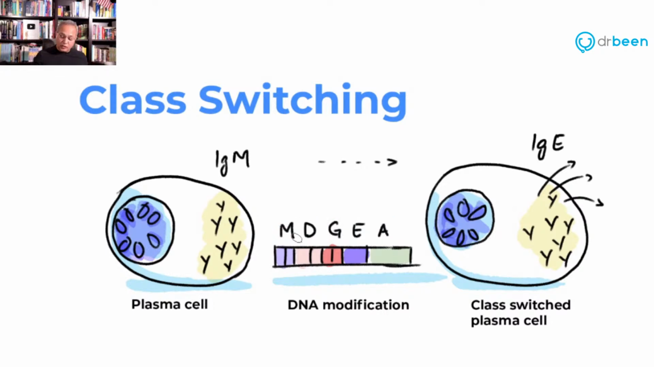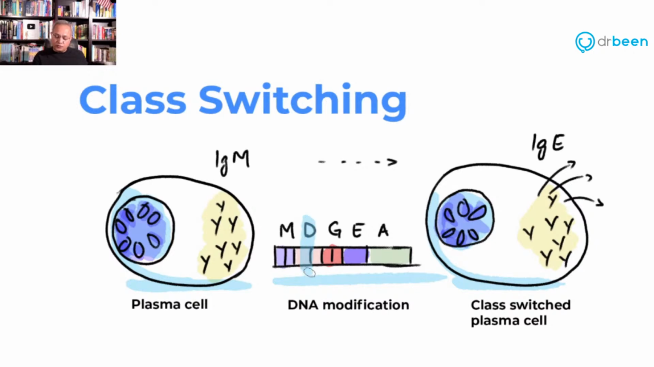So immunoglobulin M and D are made together. Then we do a class switching, that means we remove these genes and we make immunoglobulin G. Then in the presence of interleukin 4, we remove the gene for G, and we start making immunoglobulin E, and then we can do further class switching to make immunoglobulin A.